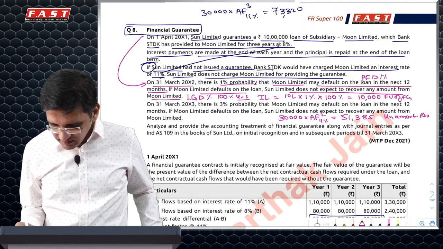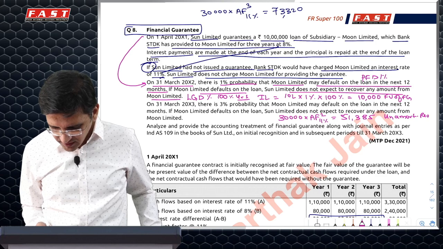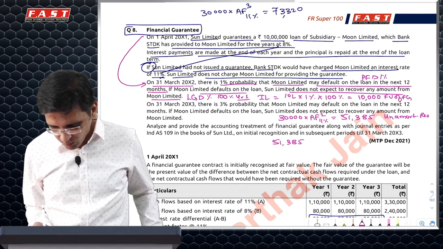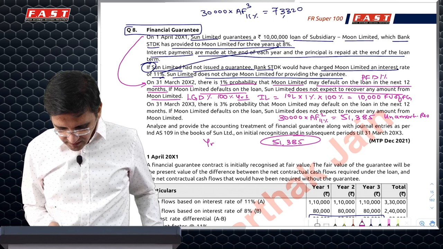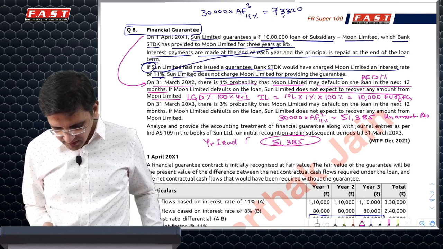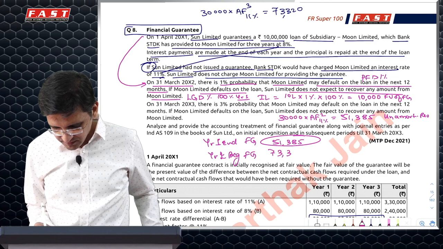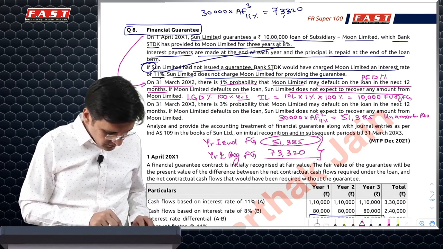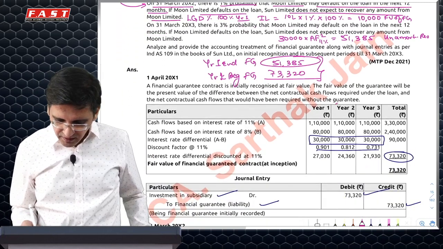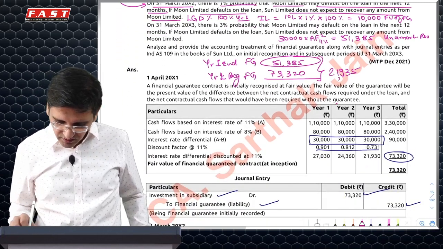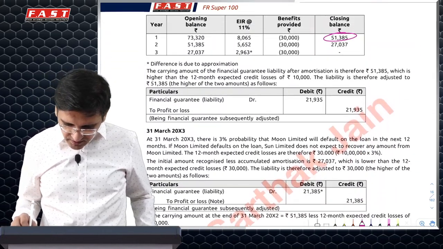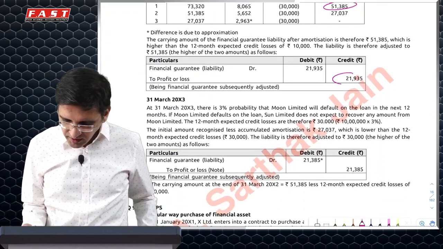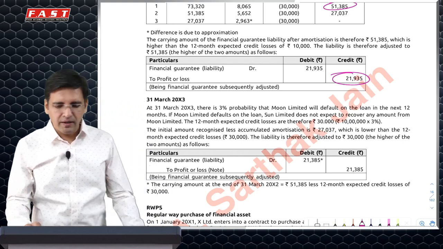What is higher, 51385 or 10,000? No marks for guessing. 51385. What is 51385? Year 1 end financial guarantee value. Year 1 beginning financial guarantee was 73320. So that means your liability has gone down. So this difference would be 21935 or something, whatever it comes, would be your income. So in this year, you will book an income of 21935 and reduce your guarantee by that amount.